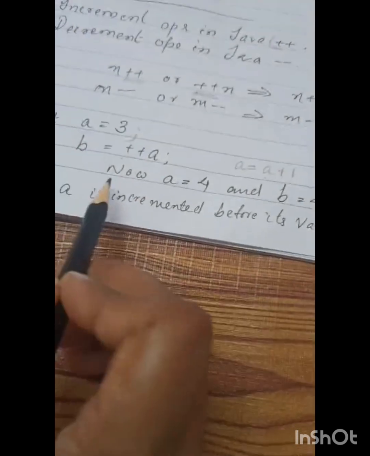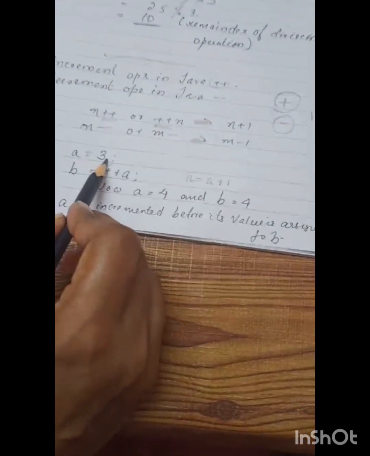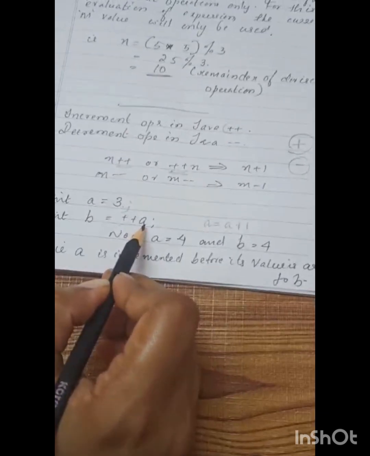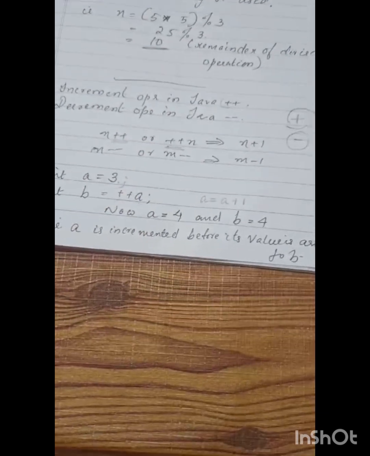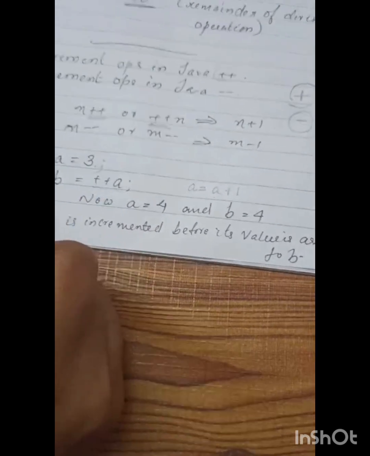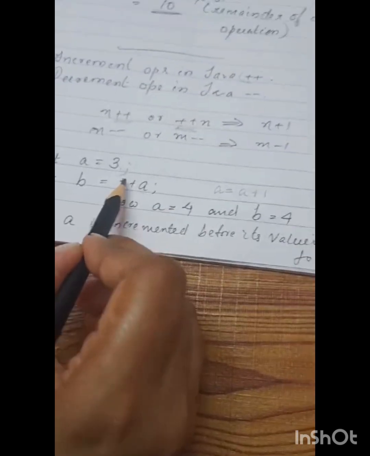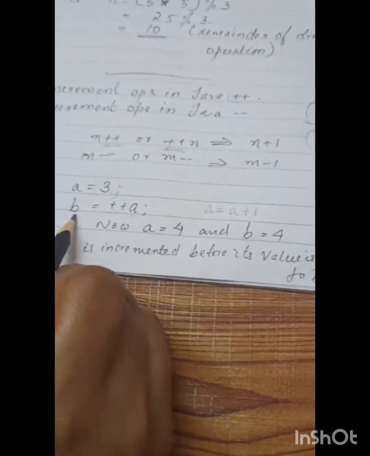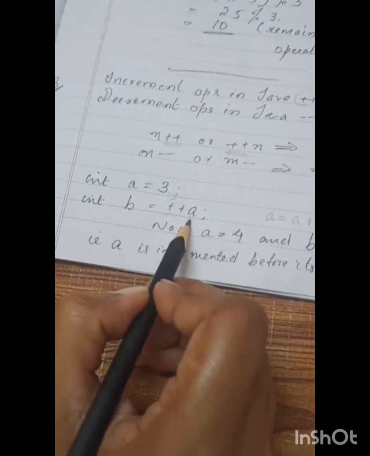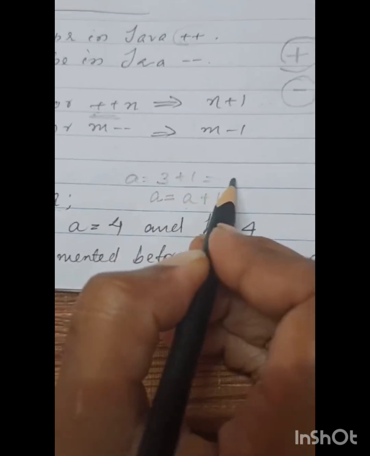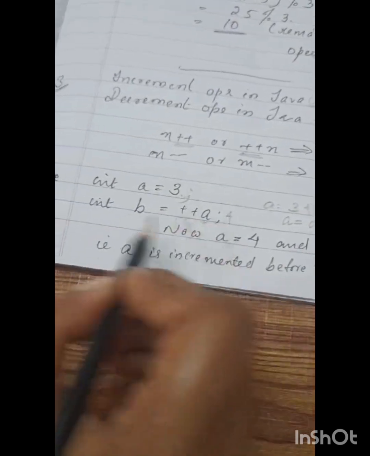Now, initially a is equal to 3. After plus plus a, a will be incremented by 1 first. At first, a will be incremented and then it is assigned to b. First this operator will work, the result is stored in the memory of a, and this value will be assigned to b. So now a is 3 plus 1, which is equal to 4. So this 4 is assigned to b.